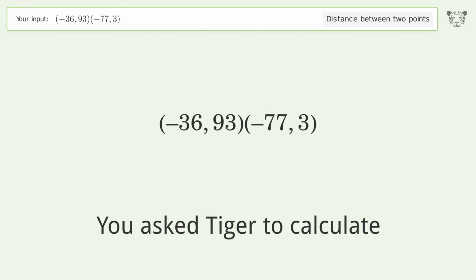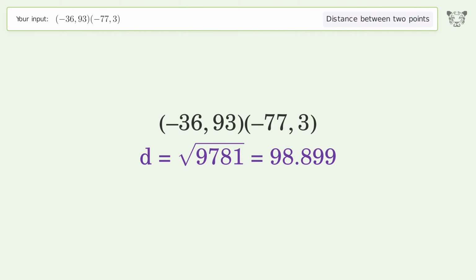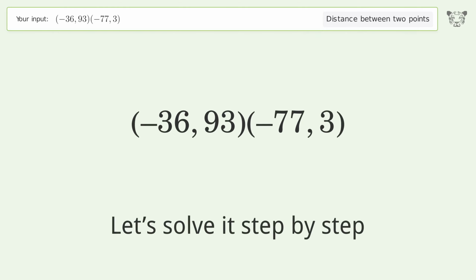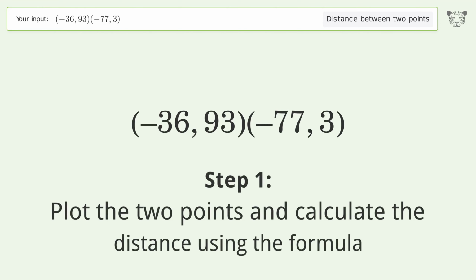You ask Tiger to calculate. This deals with the distance between 2 points. The distance between the 2 points is the square root of 9,781, or 98.899. Let's solve it step by step. Plot the 2 points and calculate the distance using the formula.